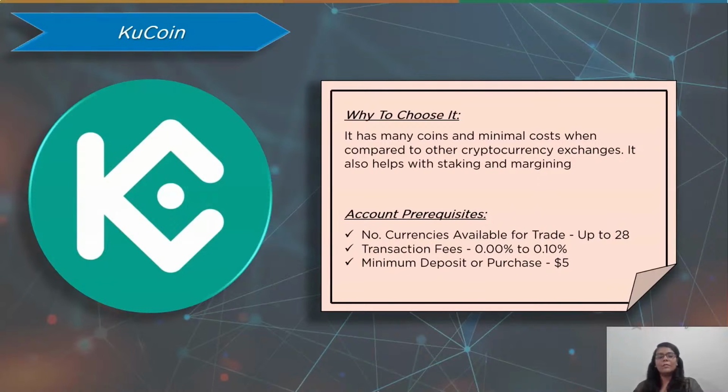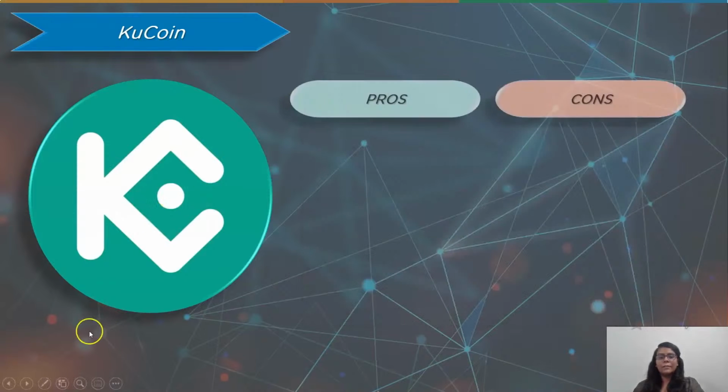Now let's have a look at the account prerequisites for KuCoin. So KuCoin offers only up to 28 cryptos for trading with a very small transaction fee ranging between 0.00 to 0.10%. Also coming to its minimal deposit or purchase, the price is merely $5. Now let's have a look at its pros and cons.